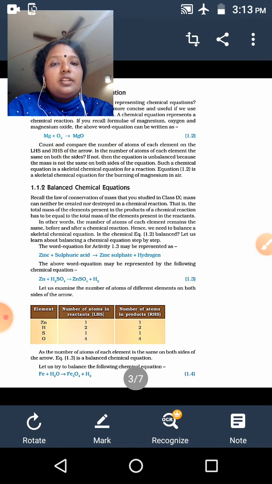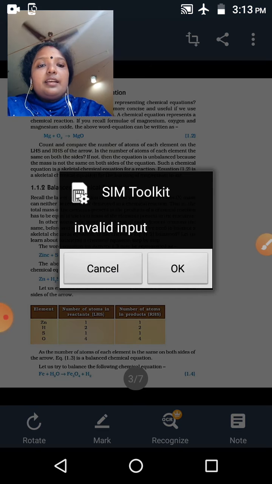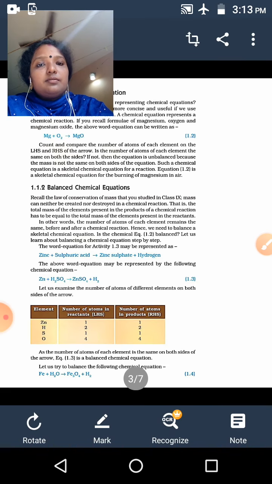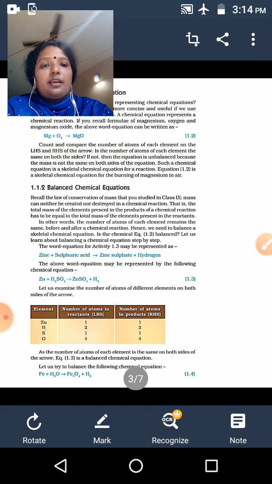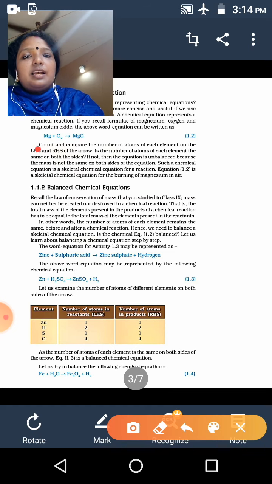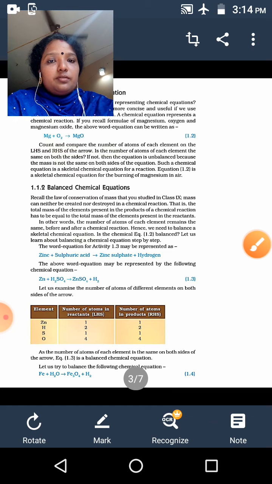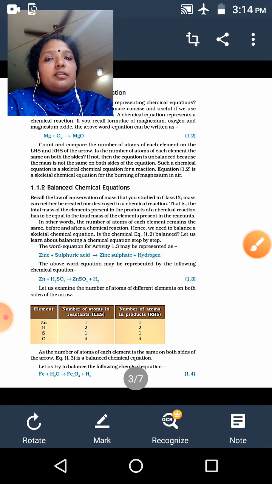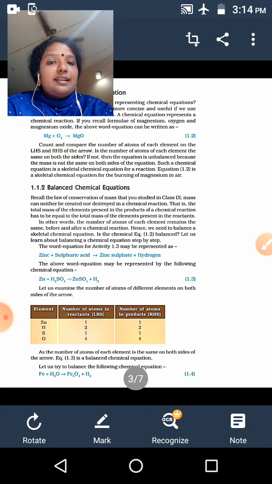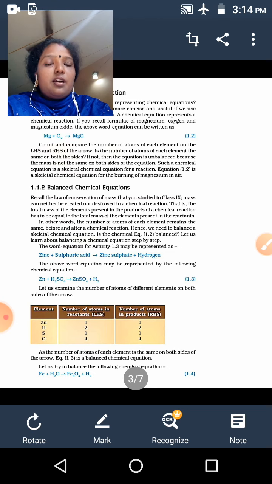Then, how to represent a chemical equation? A chemical reaction can be represented in a symbolic way, which means magnesium plus oxygen gives MgO, that is, Mg plus O2 gives MgO. Now we have to look at how to balance a chemical equation.